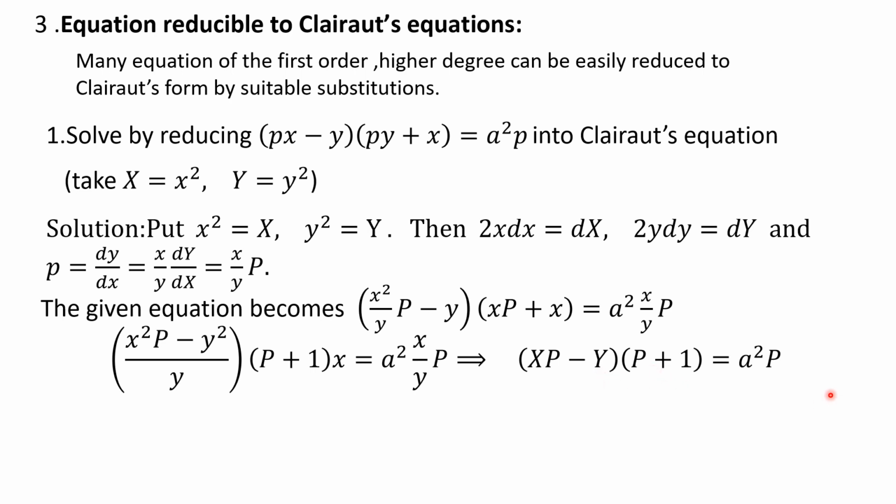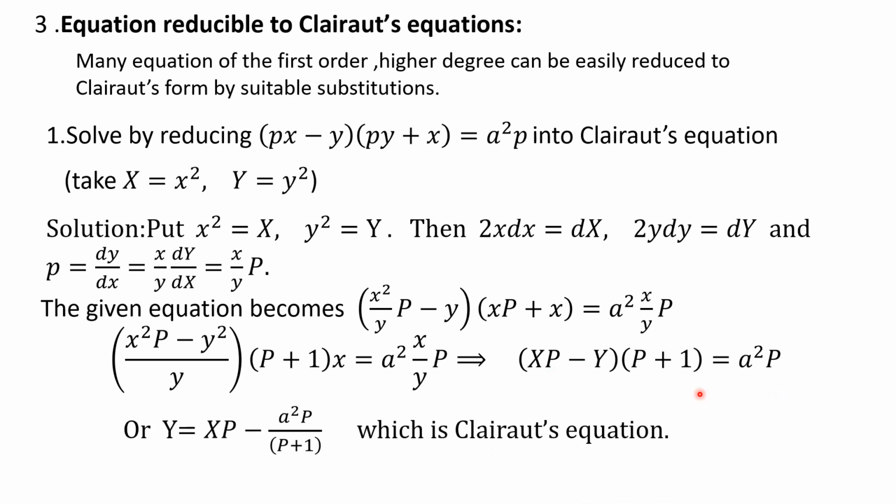Take this to the right hand side: a square p by p plus 1, xp minus y is equal to a square p by p plus 1, or y is equal to xp minus a square p by p plus 1. So is it not in the Clairaut's form? So we got the equation in Clairaut's form, but in the new variables capital X and capital Y.